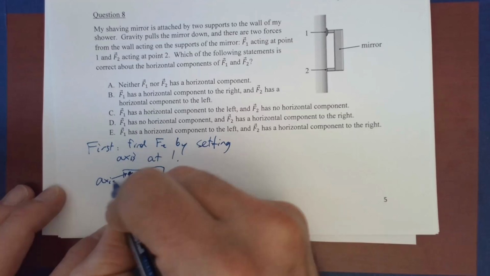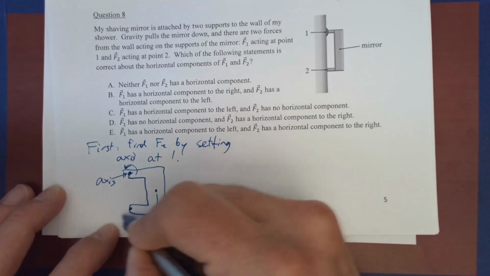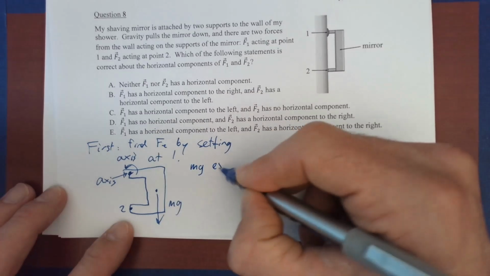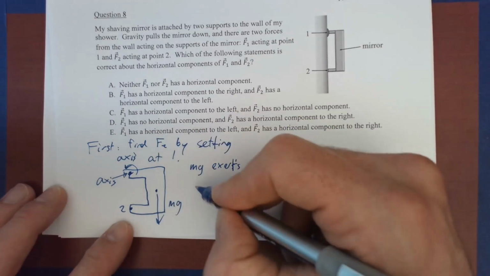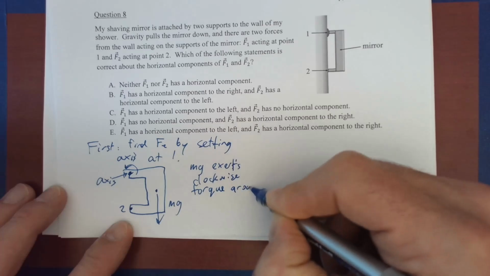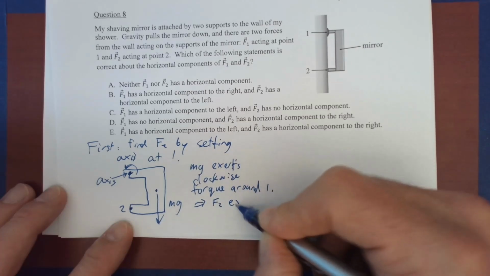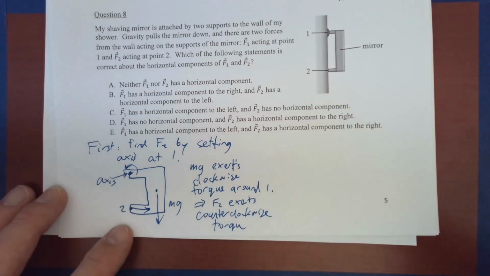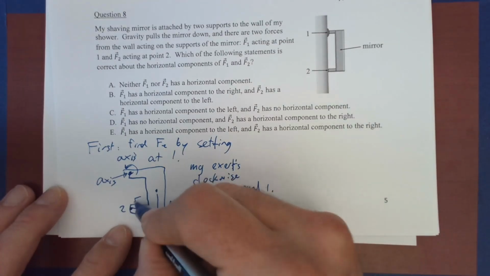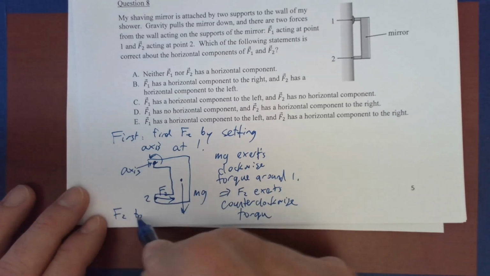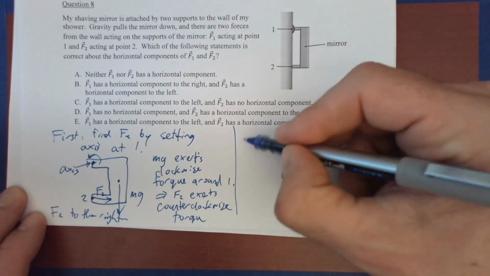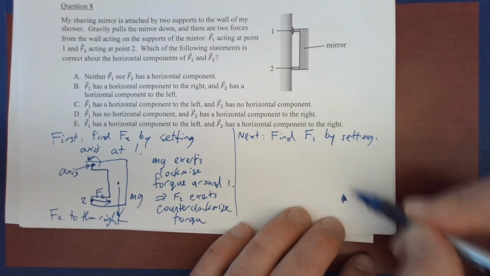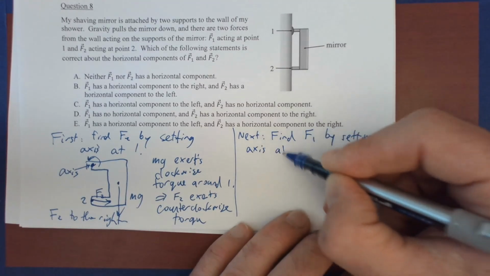This is the axis of rotation. And here is mg, and here is F2. So what's going to happen is that mg exerts a clockwise torque around F1. So that means F2 exerts a counterclockwise torque. So it's going to have to rotate it counterclockwise, so it's going to have a horizontal component to the right. This is F2. F2 to the right. So that's that.